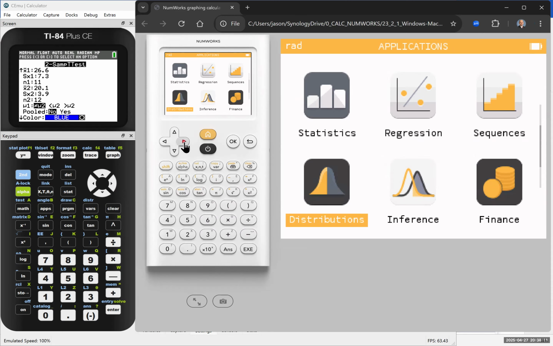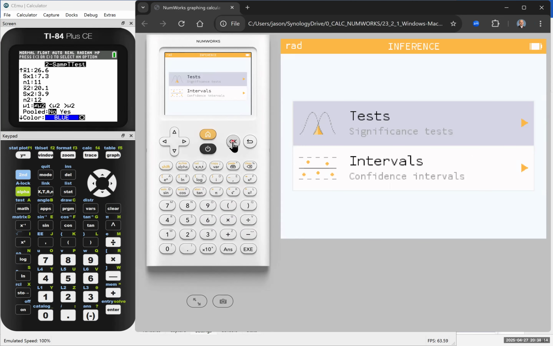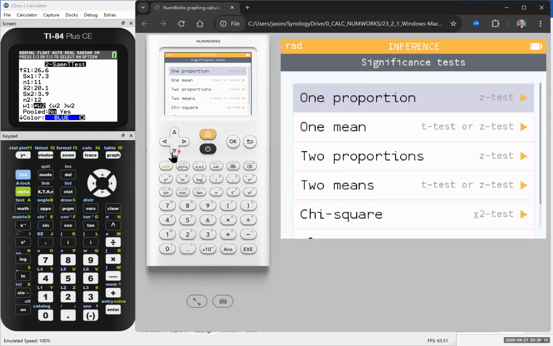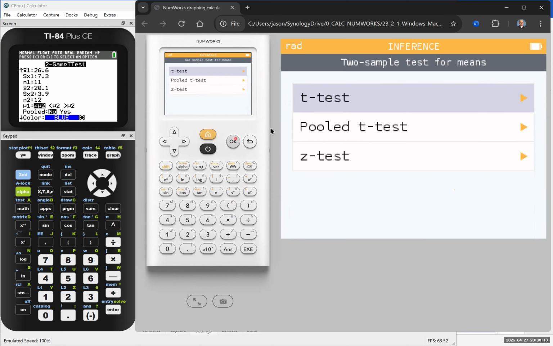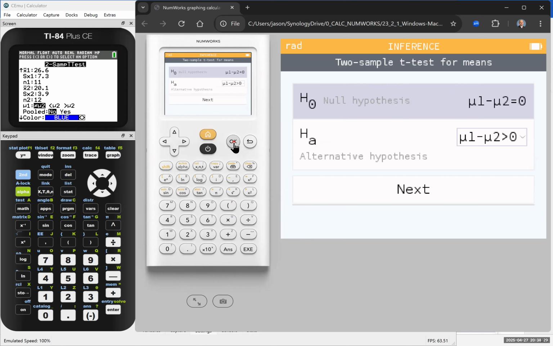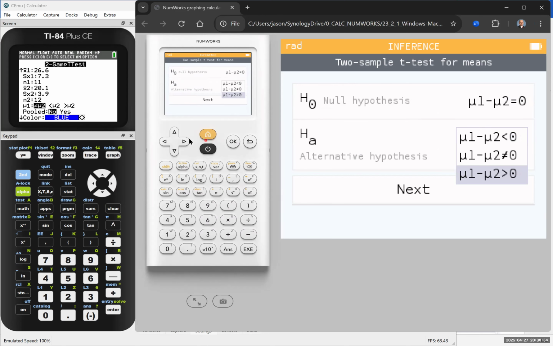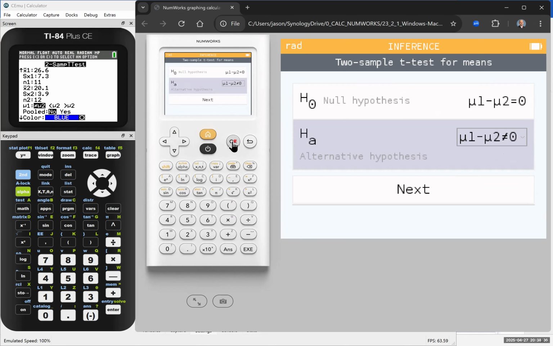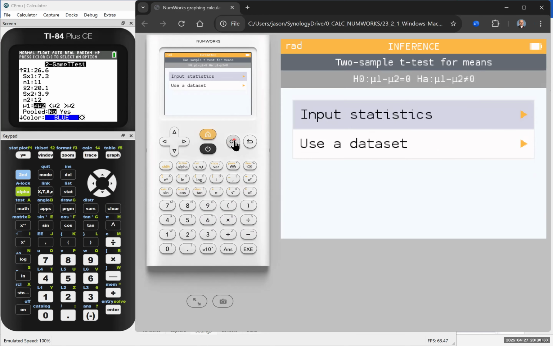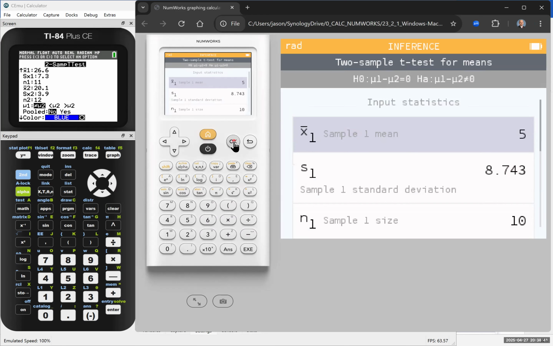So again, we want to go to the inference app, tests, 2 means. Okay, so instead of choosing a pooled t-test, we know that we're not going to be pooling the standard deviations. So we need to just do a regular t-test this time. Okay, equals 0. This is supposed to be not equal to 0. We're going to input statistics, not a data set. And then we'll put the values here.